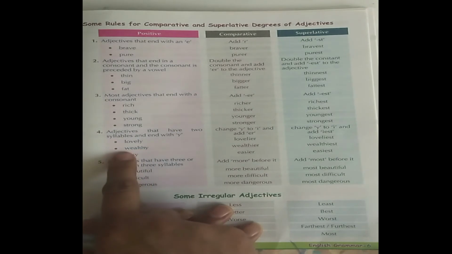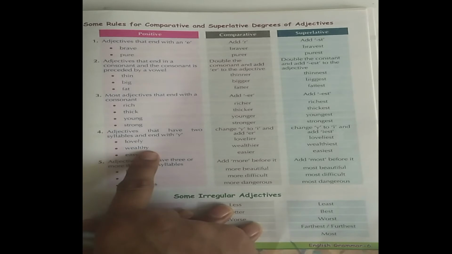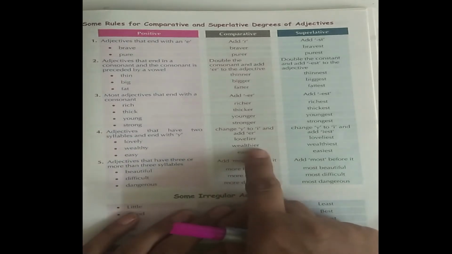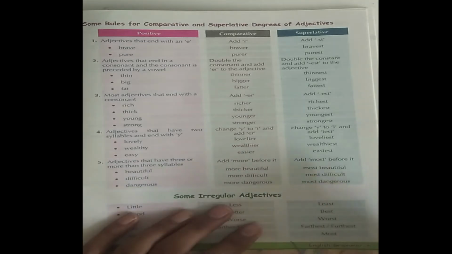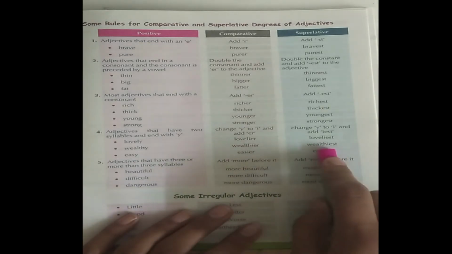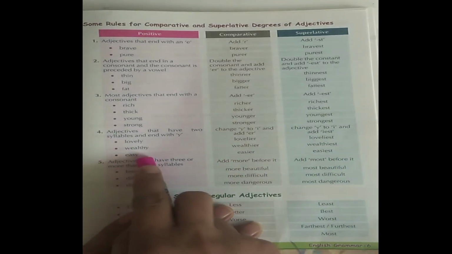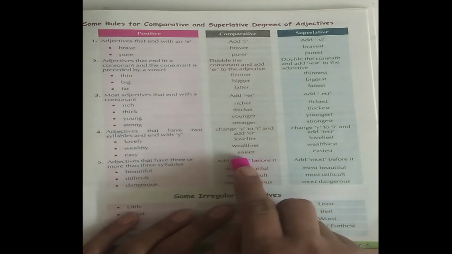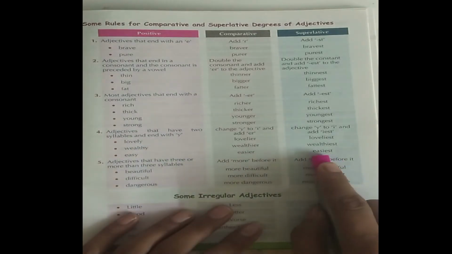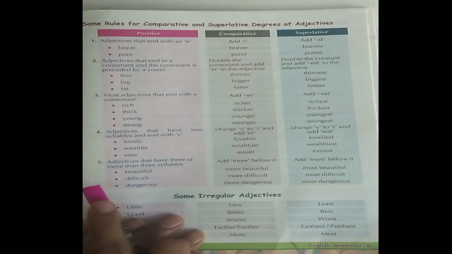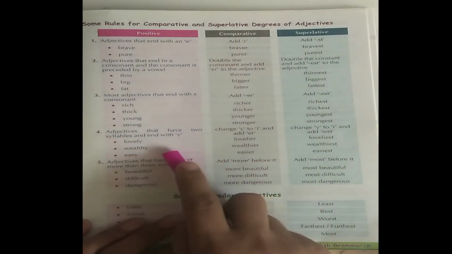Here, wealthy will be written as wealthier, W-E-A-L-T-H-I-E-R, and wealthiest. Easy, easier, E-A-S-I-E-R, and easiest. I hope these 4 rules of adjectives are clear to everyone.